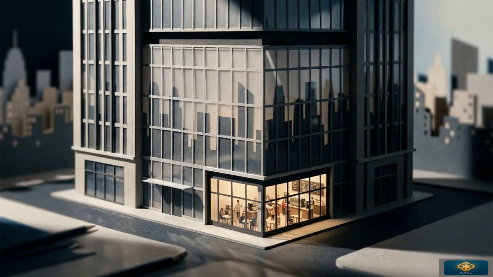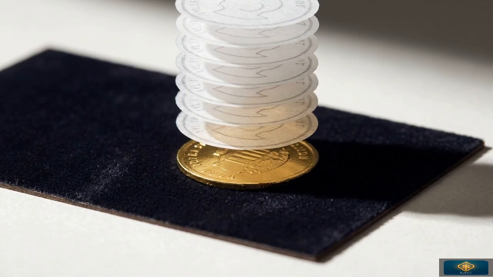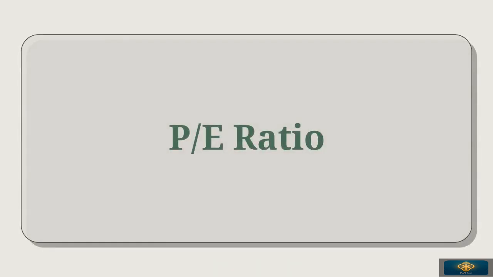Buying a stock works the exact same way. When you buy a share, you are buying a tiny slice of a real business. The true cost is the amount you pay for every dollar of profit that business makes. In the stock market, we call this the price-to-earnings ratio, or PE.